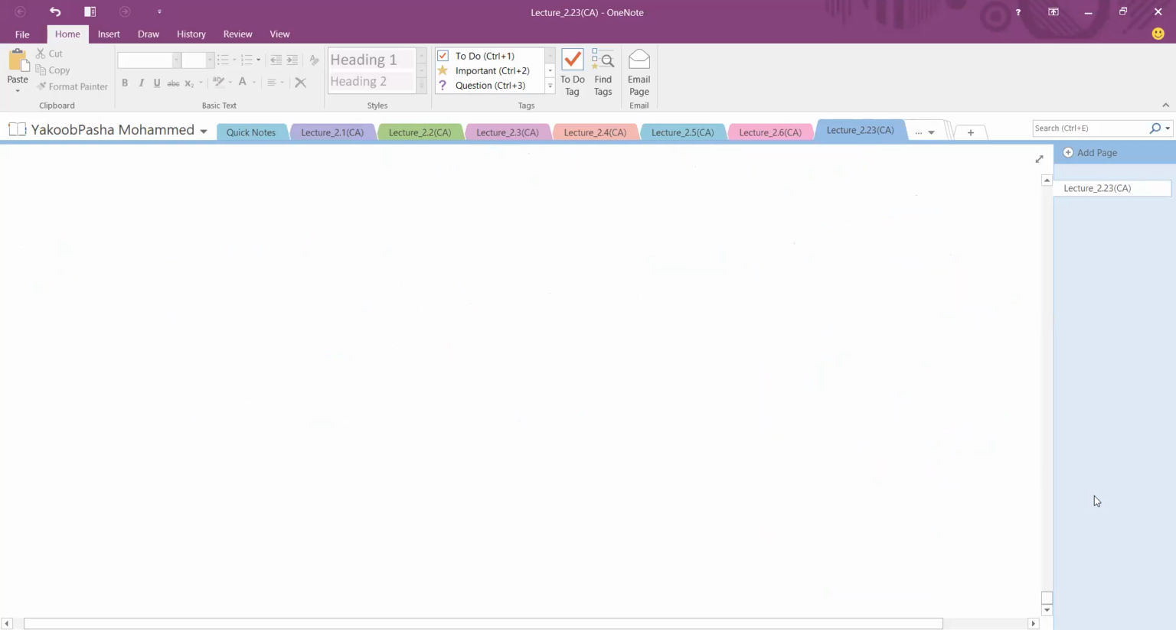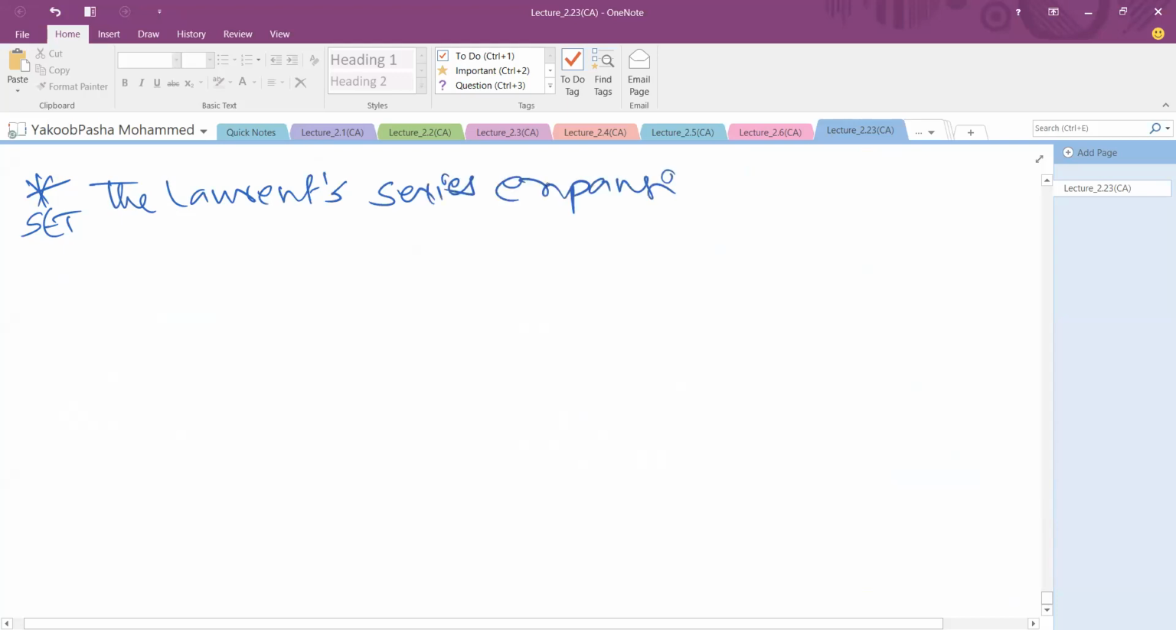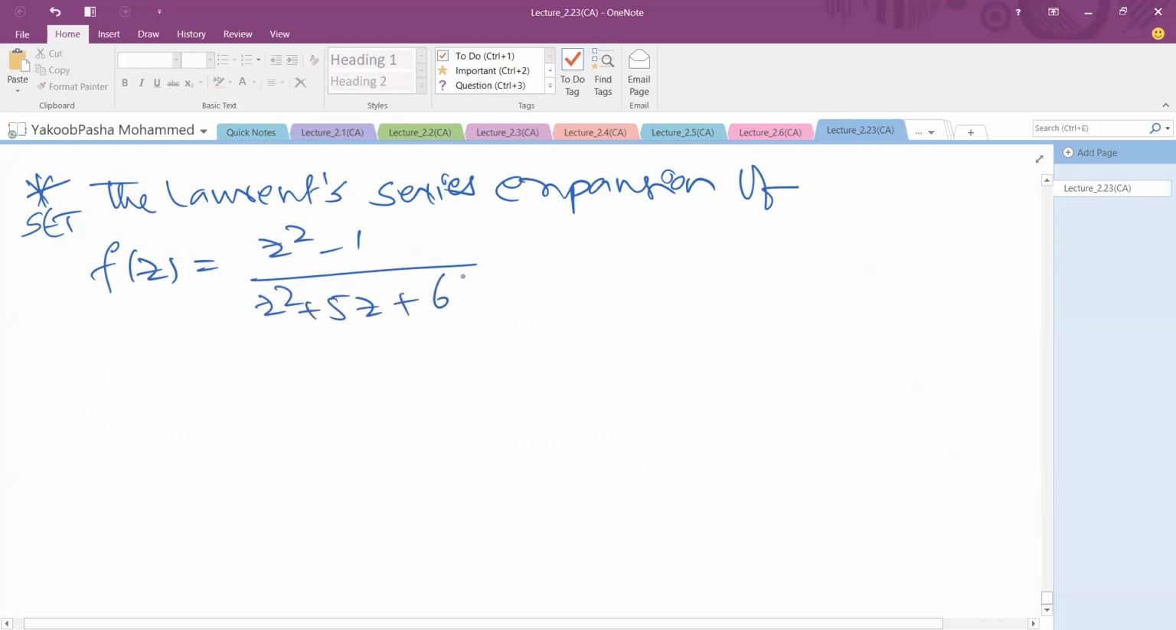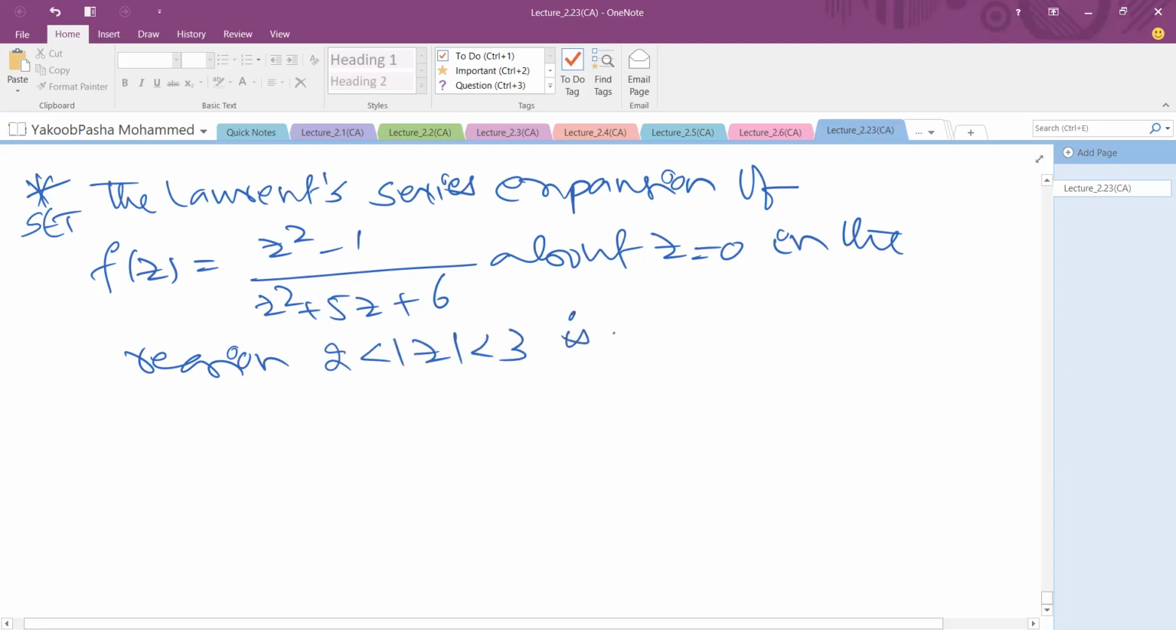The Laurent series expansion of f of z is equal to z square minus 1 by z square plus 5z plus 6 about z equal to 0 in the region 2 less than modulus of z less than 3. I'm not taking options, I'm just explaining the problem.